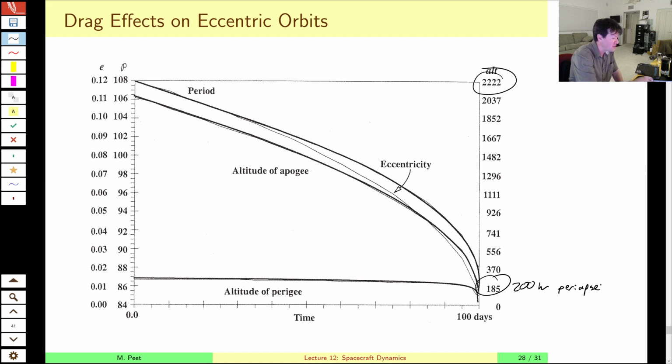In any case, this lists eccentricity as well as the parameter here, and altitude. So altitude of apogee, altitude of perigee, and then eccentricity. There is this little line connecting them too. Also, the period is decreasing, so that's the period of the orbit. Looks like minutes.